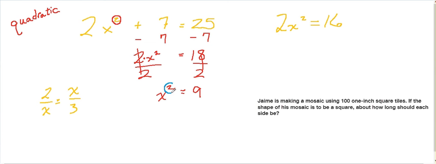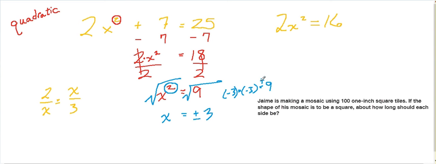If I have a squared, to undo the exponent, I use a square root. Square root of 9 is nice. It's just 3. Now, isn't it true that not only positive 3 satisfies the equation, but also negative 3? Because negative 3 times negative 3 is also 9, positive 9. We can check by putting negative 3 in here for x, and that will work.